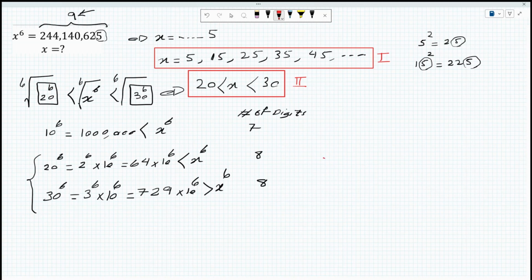So according to equations number 1 and 2, the only way this is going to work for both of them is if x is 25, we can satisfy both equations. So the value of x is 25.